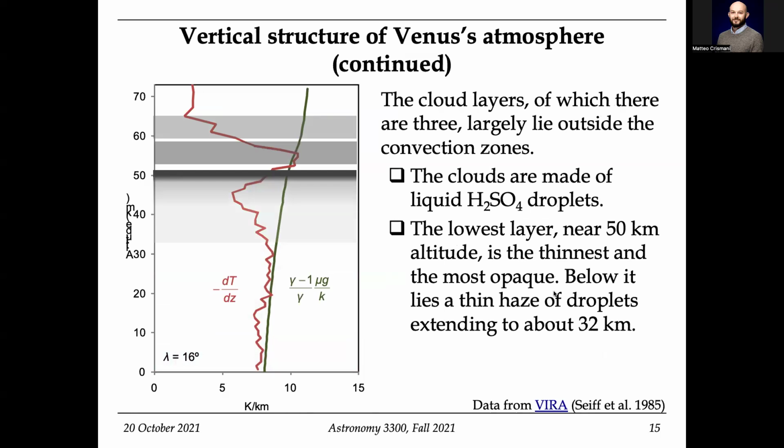There are cloud layers. This is the vertical structure of Venus's atmosphere. They mostly lie outside of the convection zones. So what I'm showing you here is where the clouds are. The first cloud deck happens right after the convection. So you bring up, now it's not water, right? It's hydrogen. Yeah, it's sulfuric acid, that's the word I was looking for. So you're bringing up sulfuric acid in droplets, because it's very hot there.